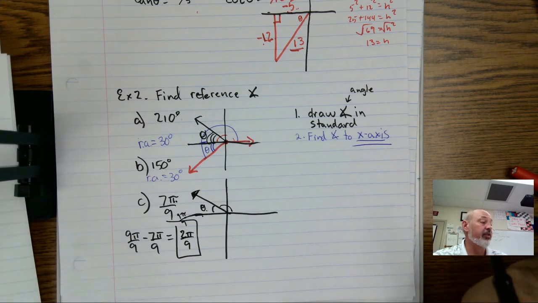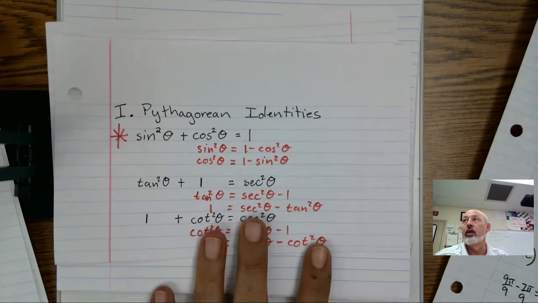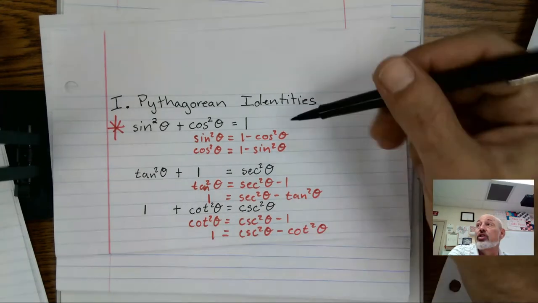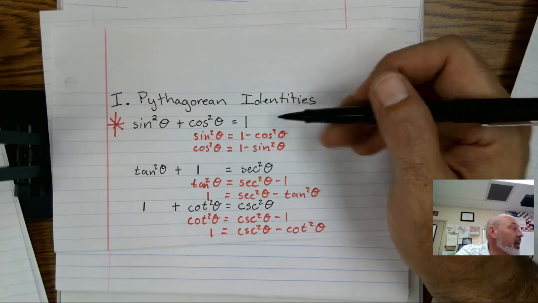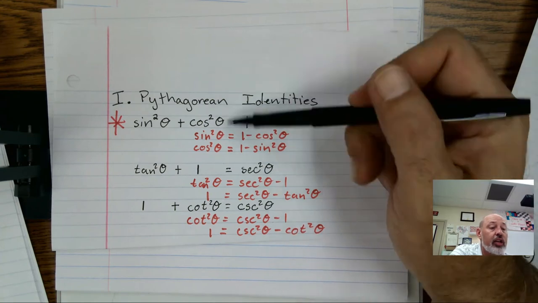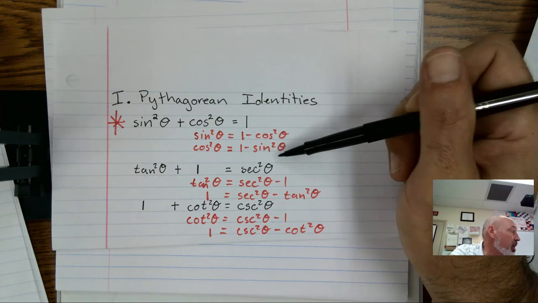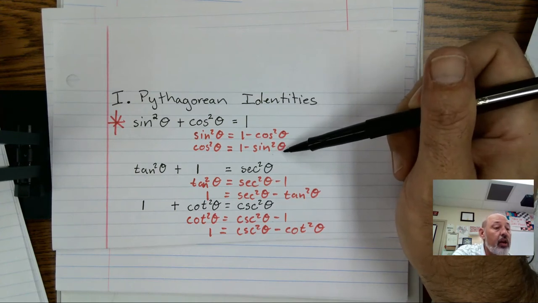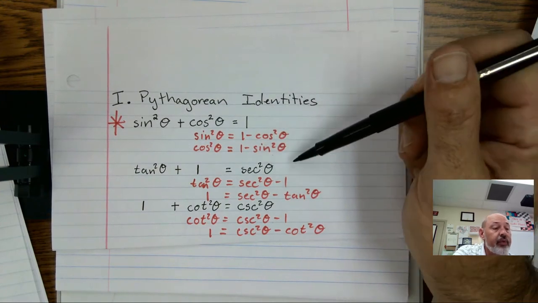Okay, next I want you to take some pictures of these identities. I'm just going to flash up a few identities for you. The first one are the Pythagorean identities. Now, this is the only one I actually remember. And then it has two similar identities, where here I've just subtracted cosine from both sides, and here I've just subtracted sine from both sides. You also need to know these, but if you can remember that sine squared theta plus cosine squared theta equals 1, you can usually come up with these.